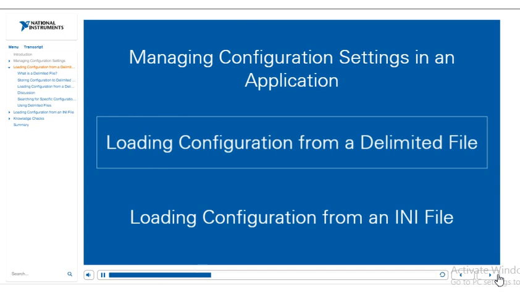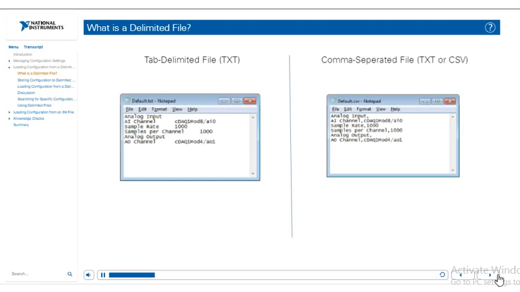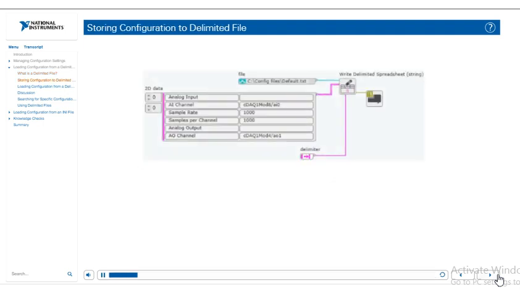In this section, we will discuss how to load configuration from a delimited file. A delimited file is a text file that uses some special character to separate columns of data. A tab delimited file uses tabs to separate data, and typically has a txt file extension. A comma-separated file uses commas to separate data, and typically has a txt or CSV file extension. Use the delimited spreadsheet nodes to communicate with the delimited file.